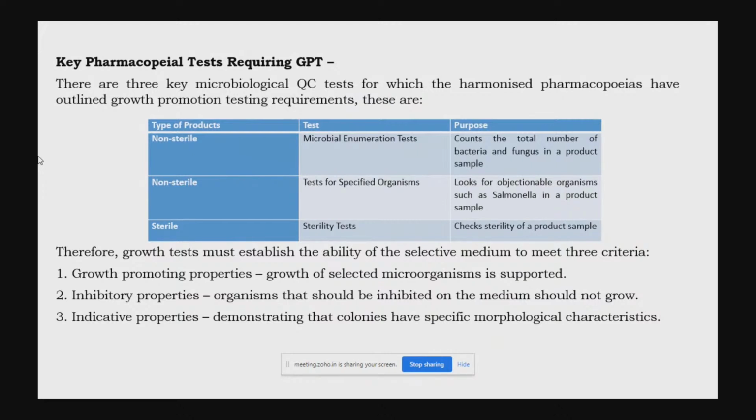Why is it required? Because in the pharmacopoeial reference there is a chapter, test for specified organisms. In that, we are challenging different microorganisms like Escherichia coli, Pseudomonas, Salmonella, etc. Considering each specific microorganism, there are specific media available. By utilizing that specific media and doing these different activities like inhibitory, growth promoting, and indicative, based on that we conclude the results on the drug product, whether the pathogenic organism is present or not.